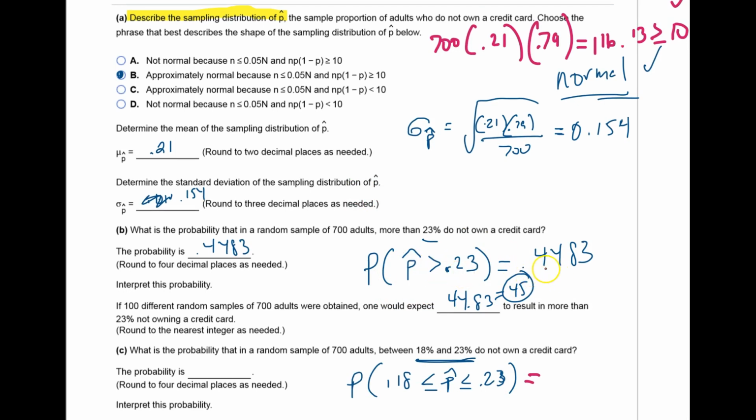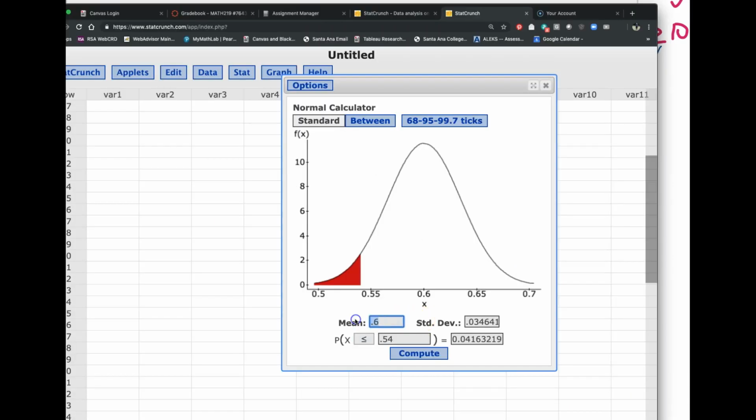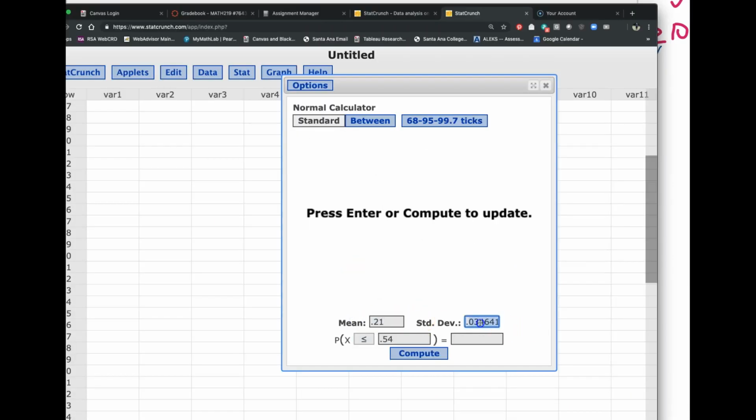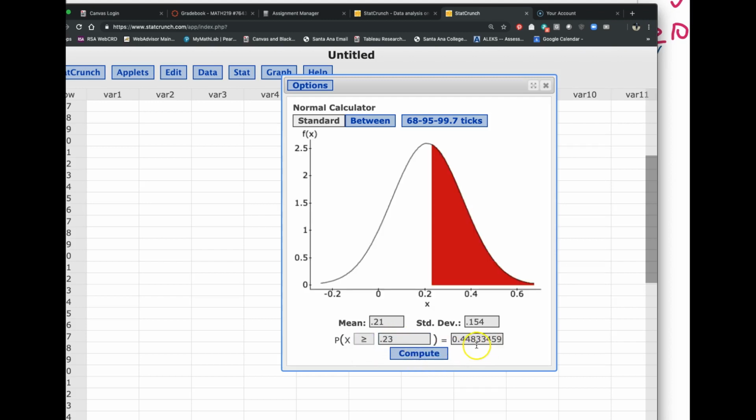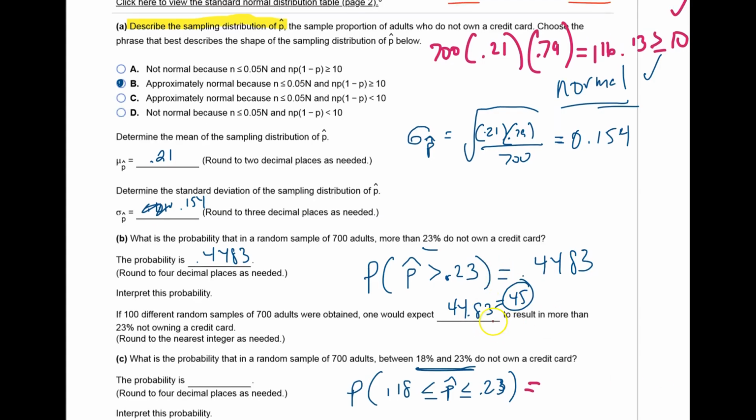We get 0.4483. Again, where does that come from? We're going to put 0.21 in here. The standard deviation is 0.154. And we're looking to see that it is greater than 0.23. And so that's where I get the 0.4483 from on this problem here.